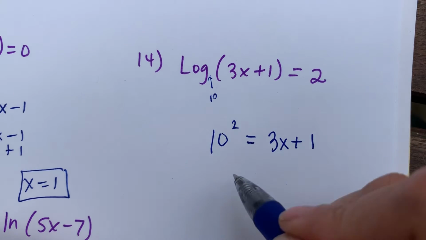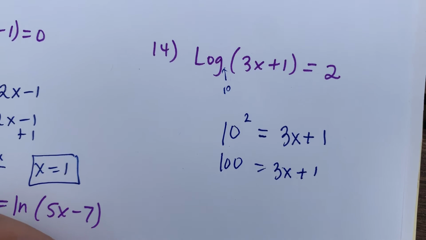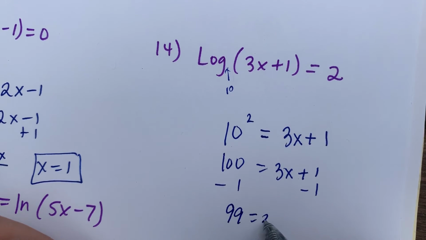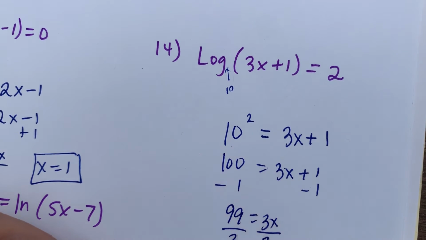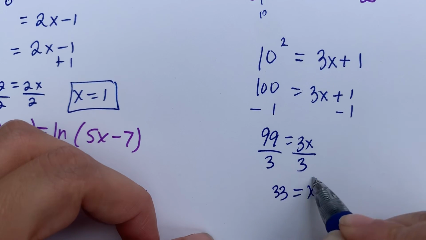And so 10 squared is 100 equals 3x plus 1. We're going to subtract 1 from both sides. We get 99 equals 3x. Divide both sides by 3. I think I'm cutting it off. x equals 33.